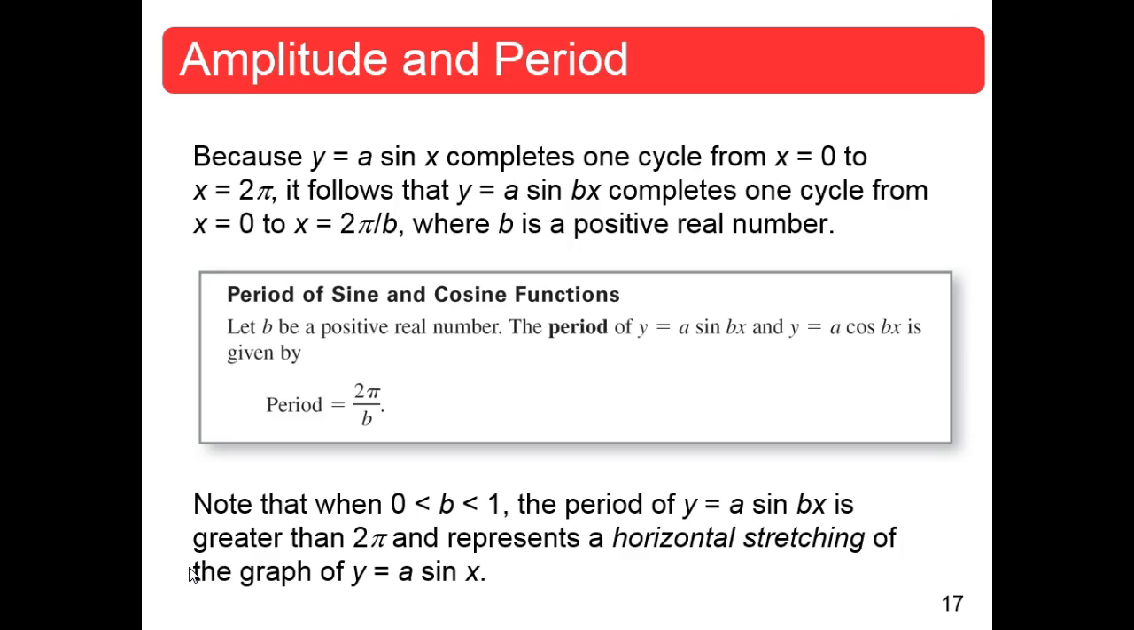All right. So the period of sine and cosine functions: if b is a positive real number, we don't ever let that be negative. A could be positive or negative, but b is always positive. Then the period of y equals a sine bx, or y equals a cosine bx, is 2 pi over b. A is related to the amplitude, which is the absolute value of a. The b is related to the period and how it changes it. The period is now 2 pi divided by b.